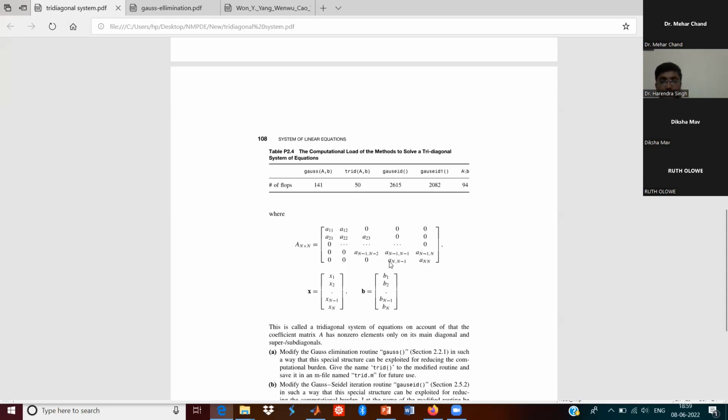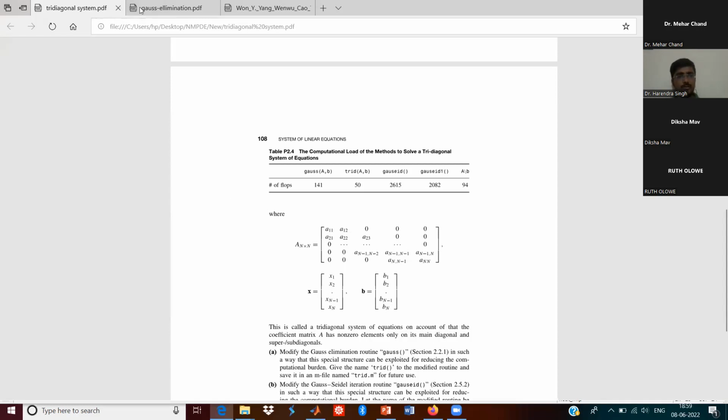Then in the last row you get a_nn x_n equal to b_n, so you can simply find the value of x_n. In the row just above this one, this entry will be 0, so you have only two elements, and two unknowns, one of which is known from the last row. You can put in that known value and you will get x_(n-1). That is backward substitution.